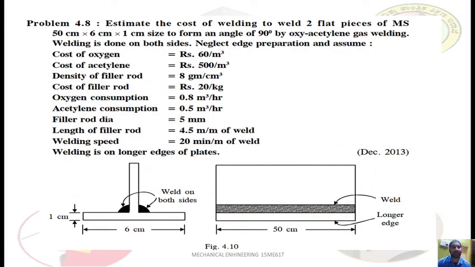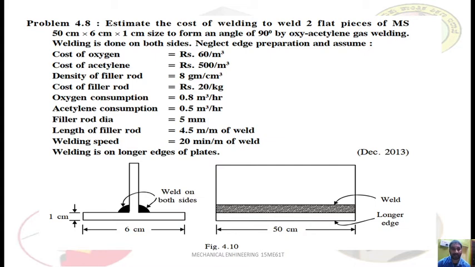Estimate the cost of the welding to weld two flat pieces of mild steel, 50 centimeter by 6 centimeter by 1 centimeter in size, as shown in the figure, at an angle of 90 degrees by oxyacetylene gas welding. The welding is done on both sides.